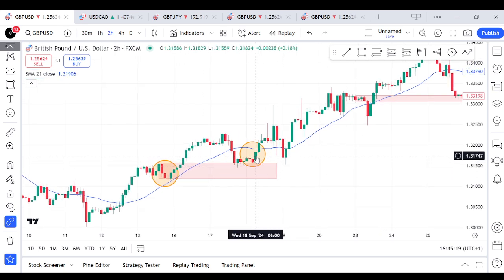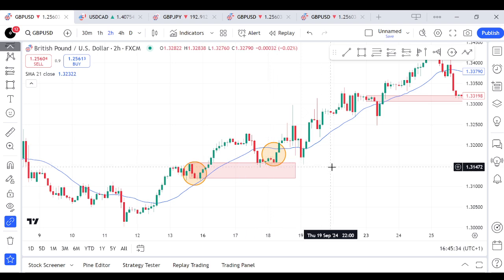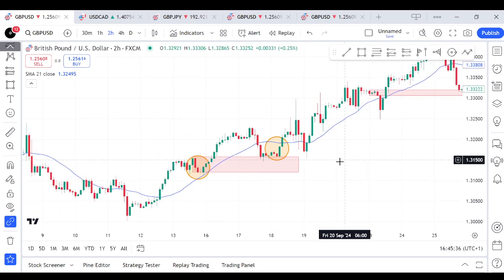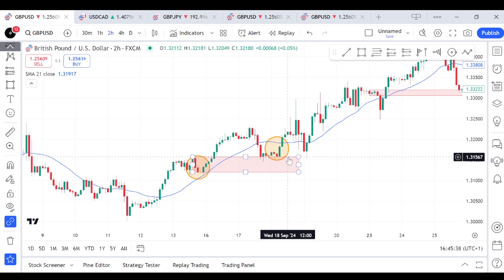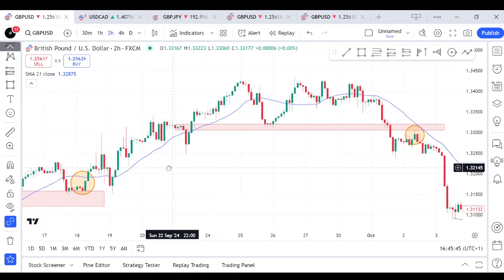Here we were below it, so we may be looking not to take this trade because it's below the moving average, and this engulfing pattern might not be a valid one. So that is one way you should look at it. You use it as confirmation, combining the double candlestick patterns with moving averages to confirm your trades.